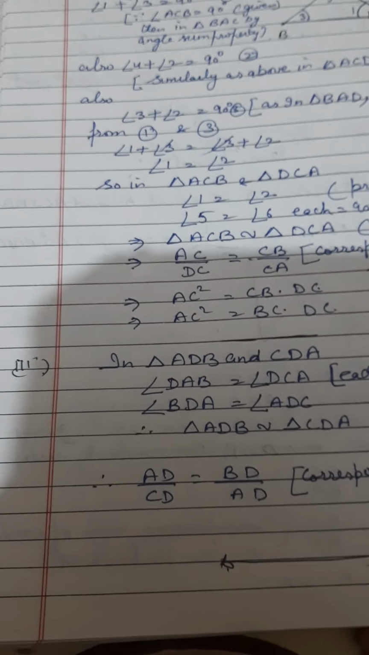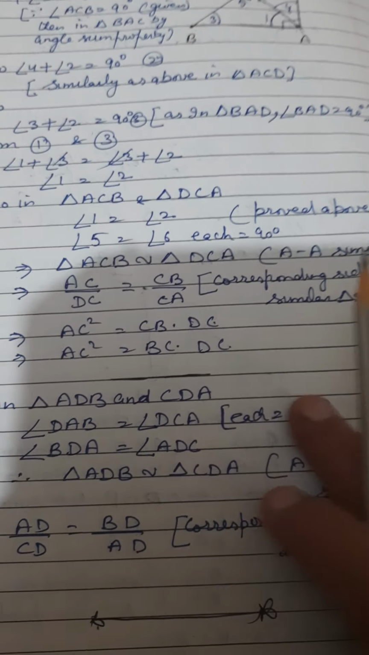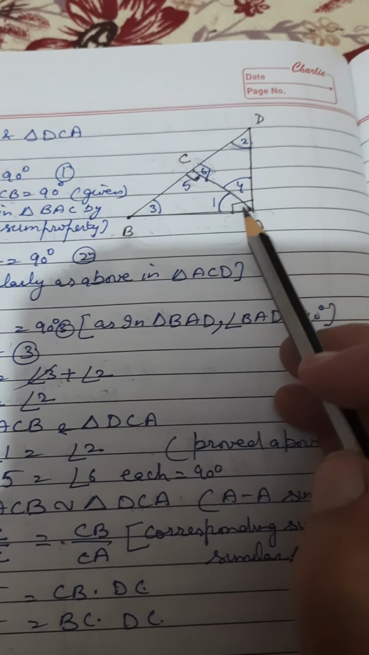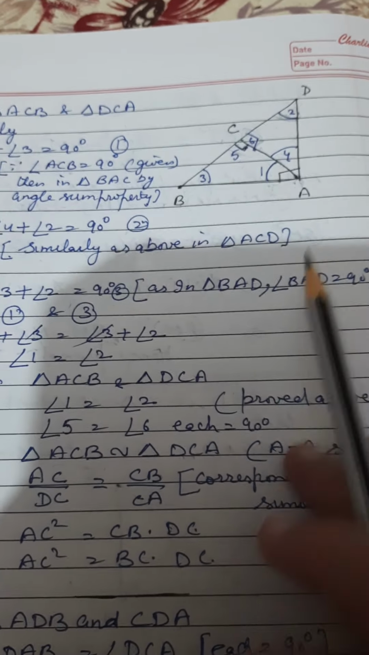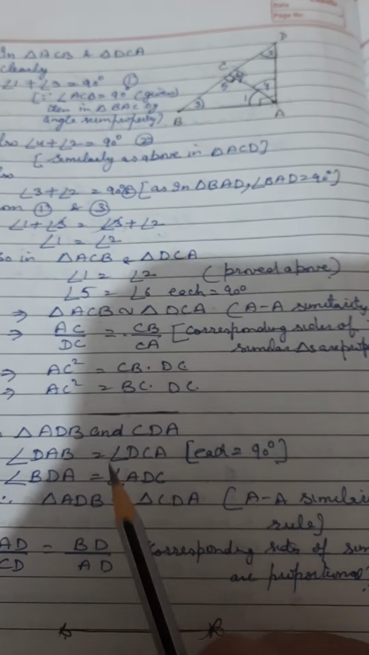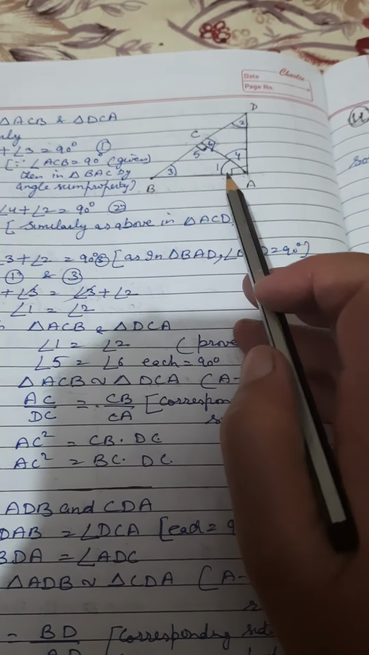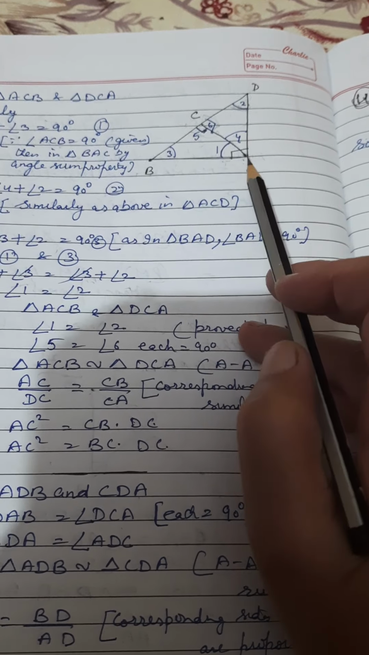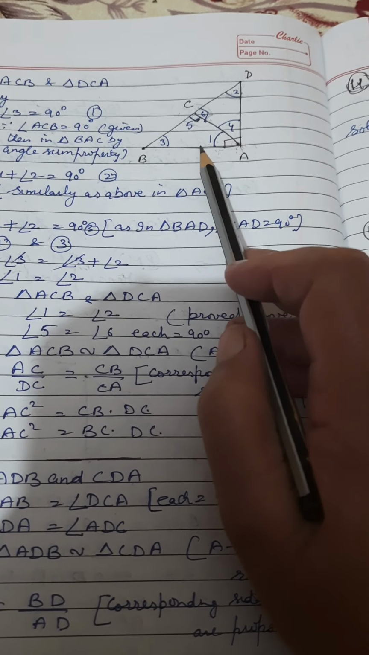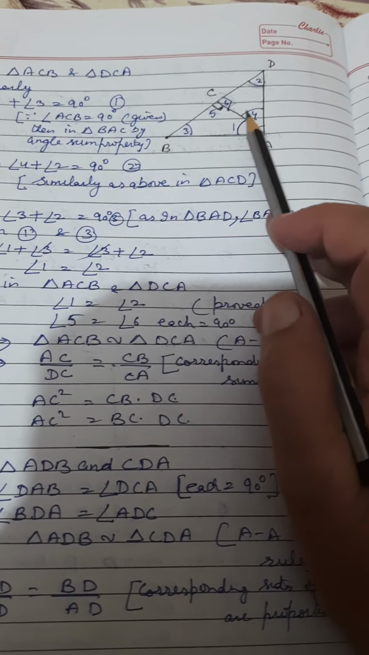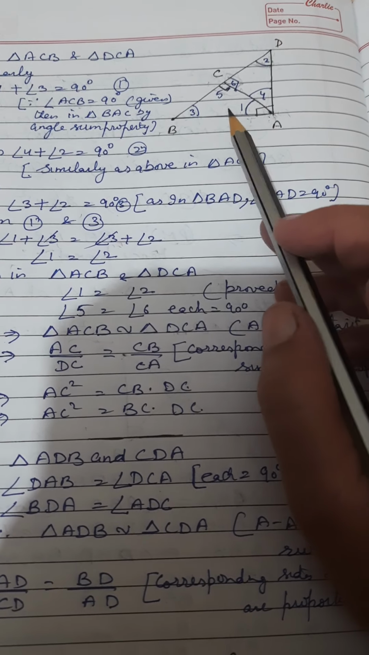Then for the third part, we take triangle ADB and triangle CDA. See here, we have taken triangle ADB, this whole triangle, and triangle CBA. Now in these two triangles, angle DAB is equal to angle DCA. This angle is of 90 degrees, then this angle is also of 90 degrees. Angle BDA is equal to angle ADC.